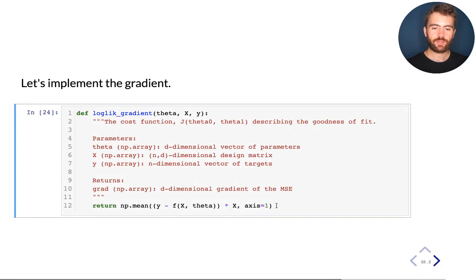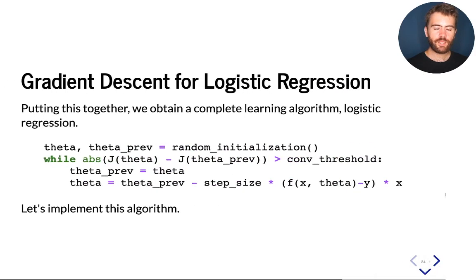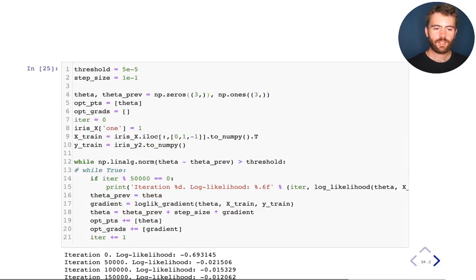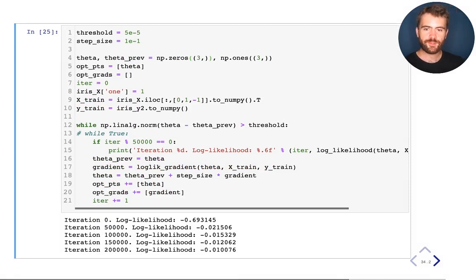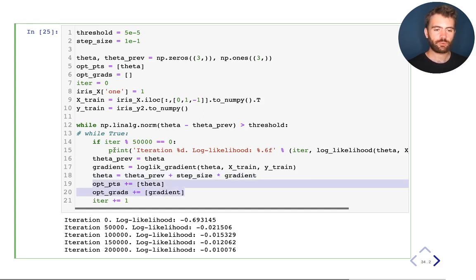Again, we can easily implement this gradient in Python. This is again very short. We're using NumPy to implement this in one line of code. Now plugging this into our definition of gradient descent, we have the following expression. And now we can also implement this algorithm very easily in Python. Here I have essentially just re-implemented the pseudocode from the previous slide, and I have also added a few extra lines of code to store the gradients and the optimization points and to print out progress.